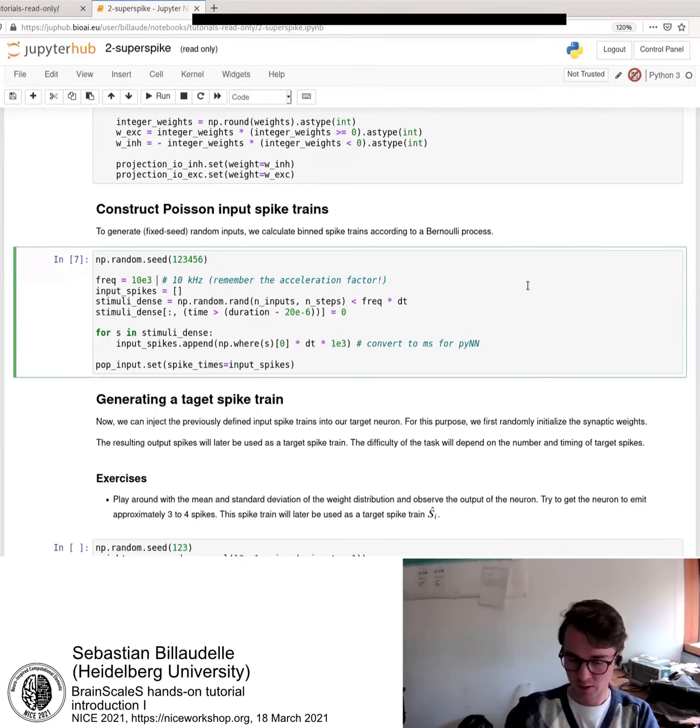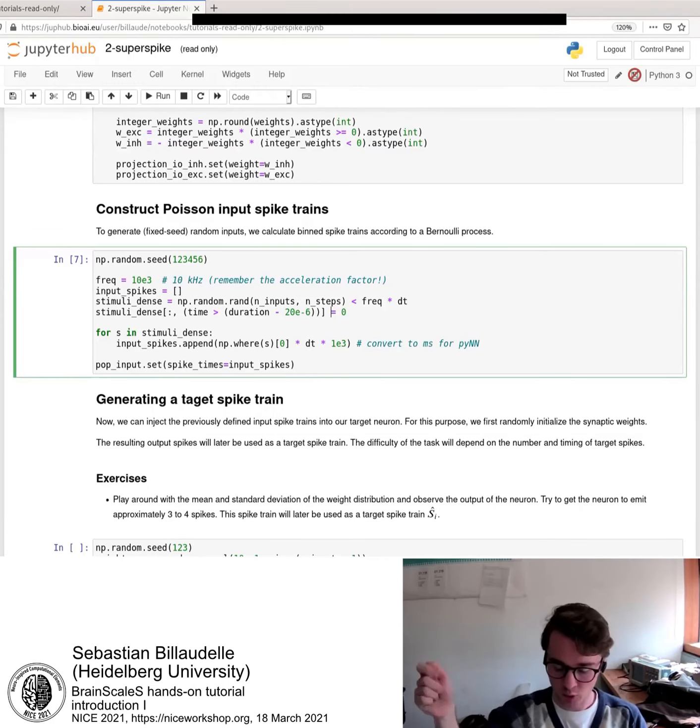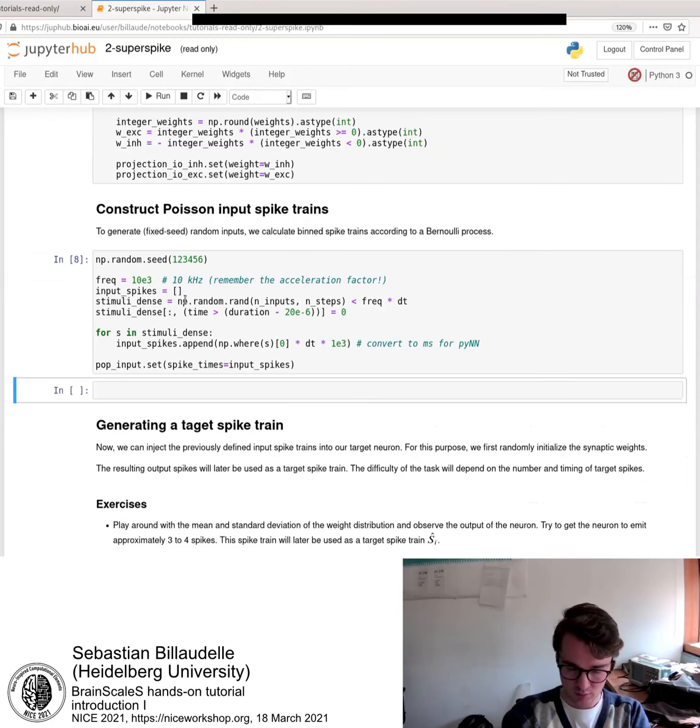Then we calculate the probability for a neuron to fire per each time bin, and compare that to uniform random data. And this is now a dense representation of our 60 input spike trains. Since Pine doesn't want to receive these dense representations, but a sparse one marking the points in time where a neuron spikes, we simply convert it to that. So these input spikes, we can maybe simply print this now, input. Sorry, I'm a bit slow to type now.